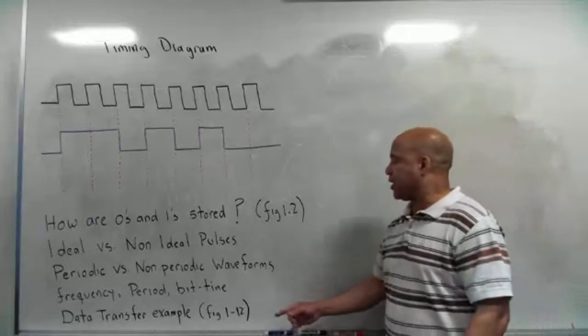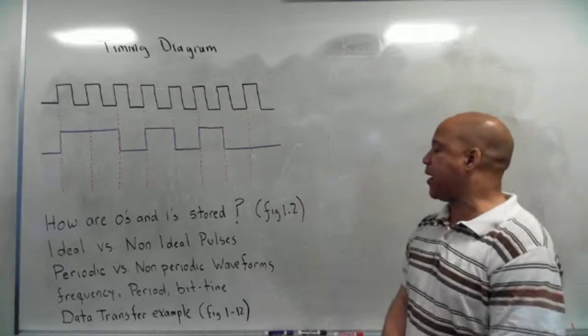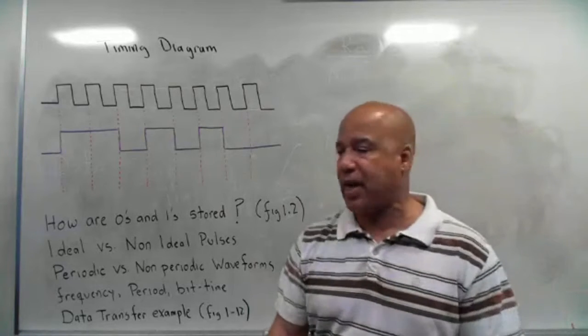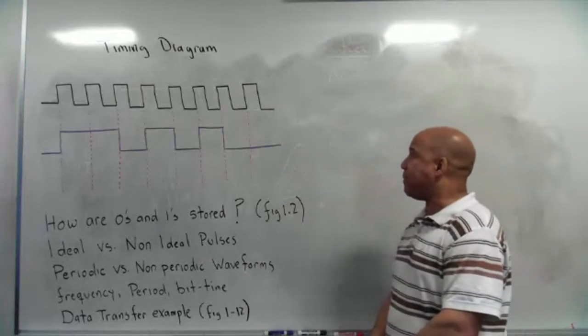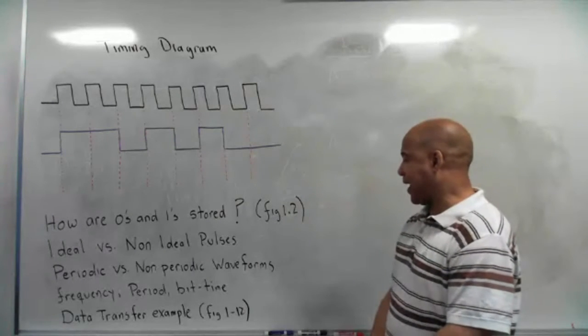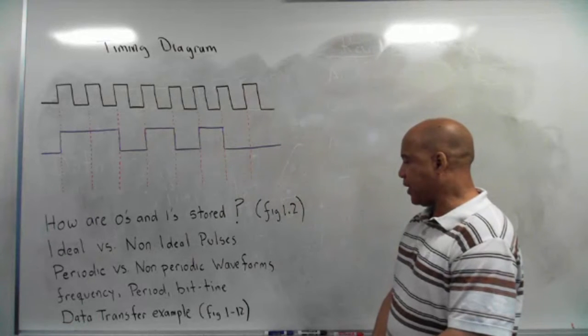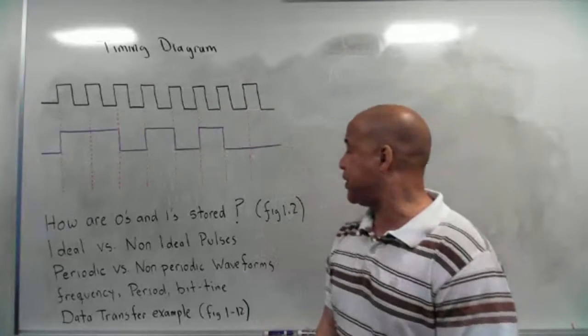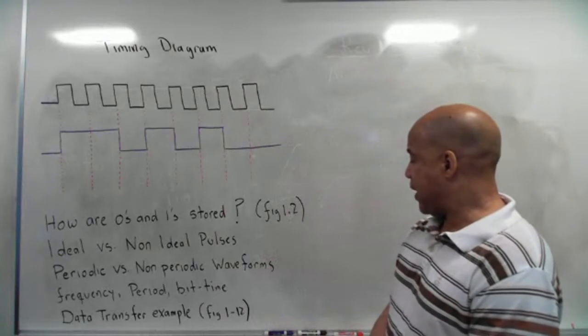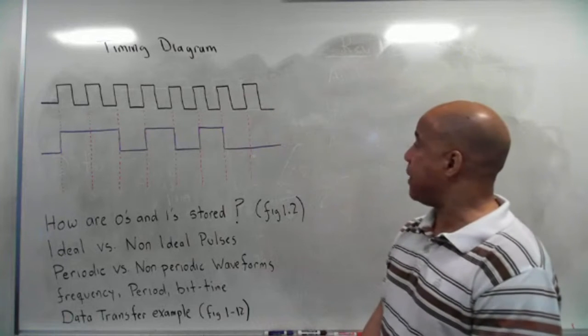Again, that's important for moving digital information around. And then along with this, there's these concepts of frequency, period, and something called bit time. We'll talk about that. What is bit time and how does that apply to the topic of interest? And then the last thing we'll talk about is data transfer, and hopefully we'll have enough time to do a quick calculation, a quick example, and if not, we'll do that on Wednesday when we meet.